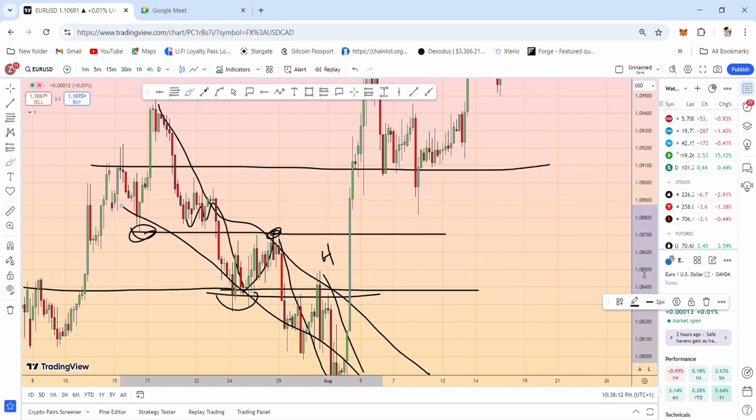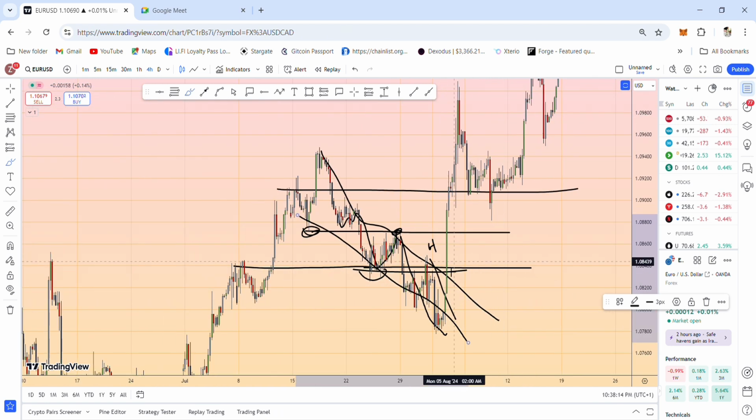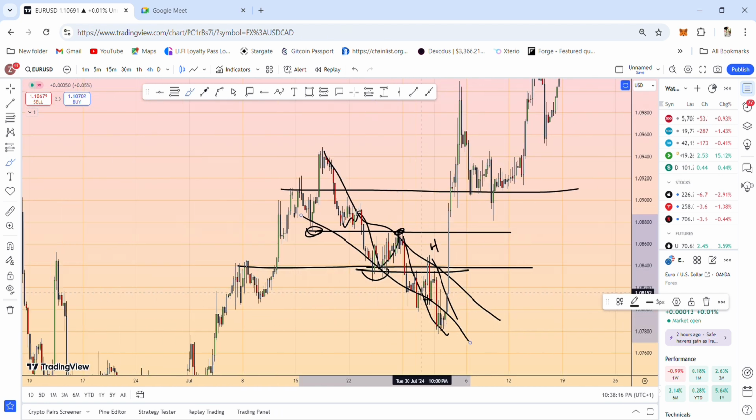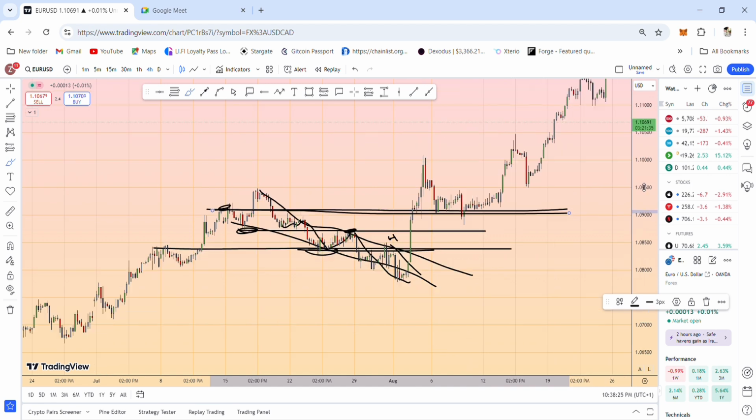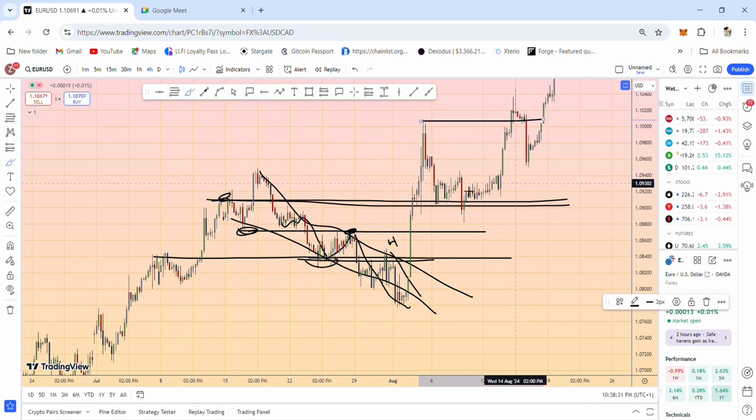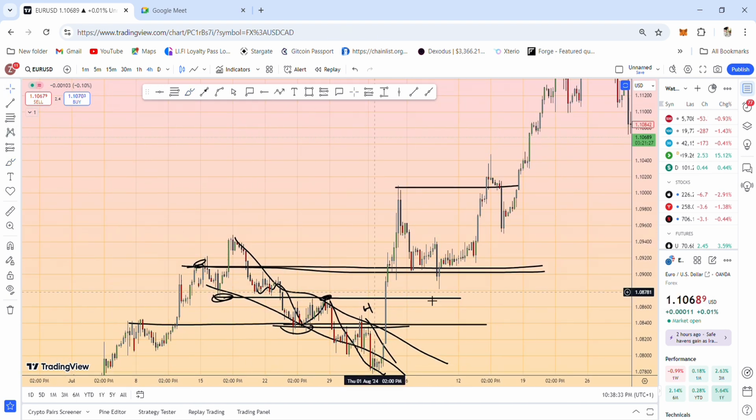So support can turn to resistance, and resistance can turn to support. You see now that this area of resistance here, I just extended the line and price bought above it. It expanded to this side. So if you're buying, you're targeting this high here. So you buy support.